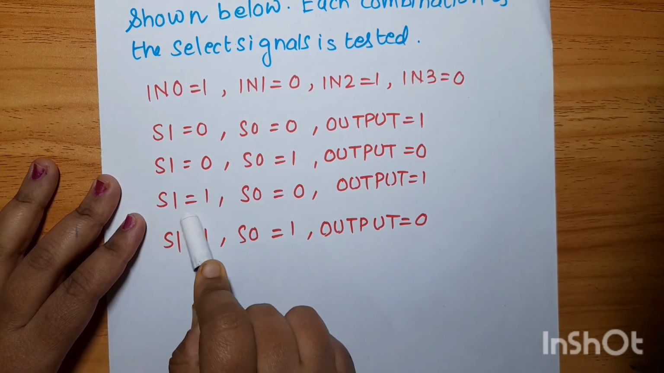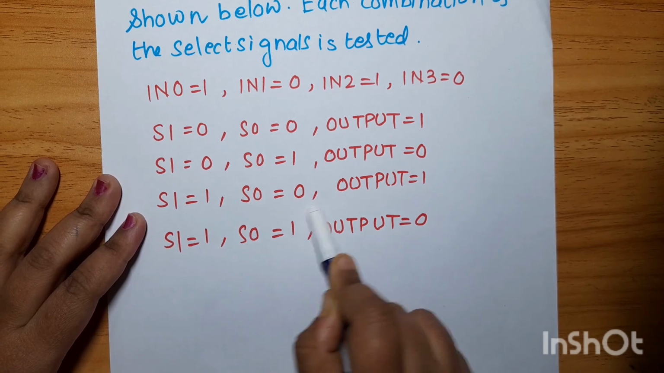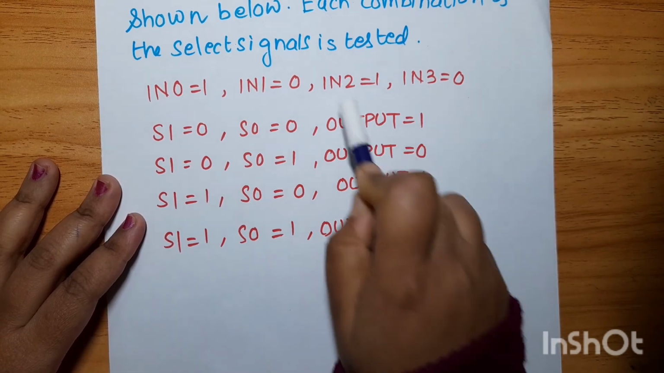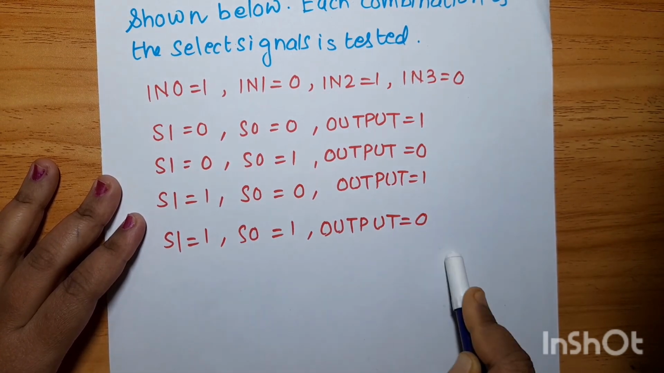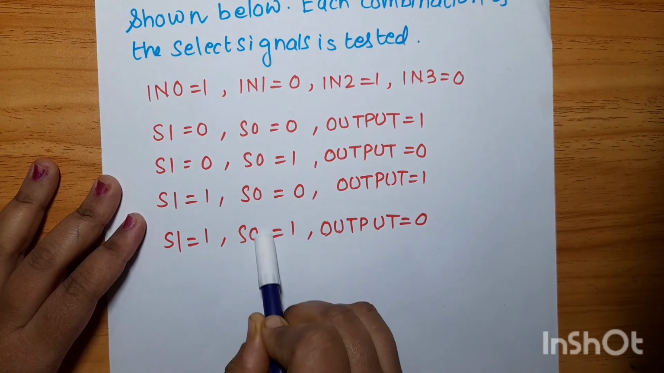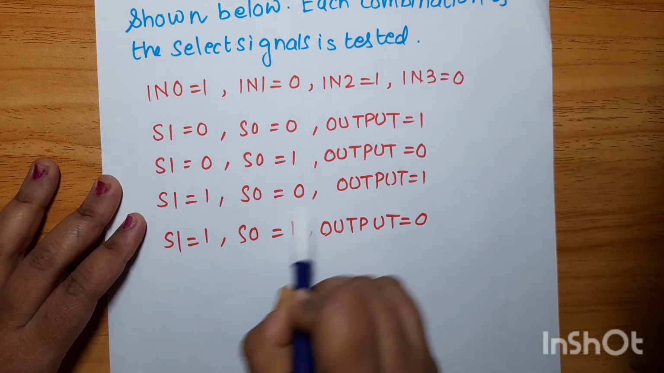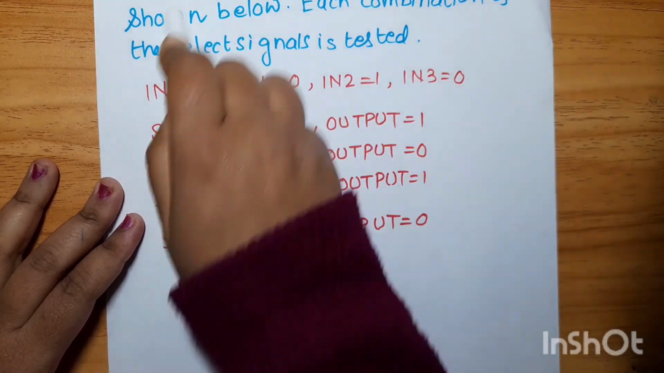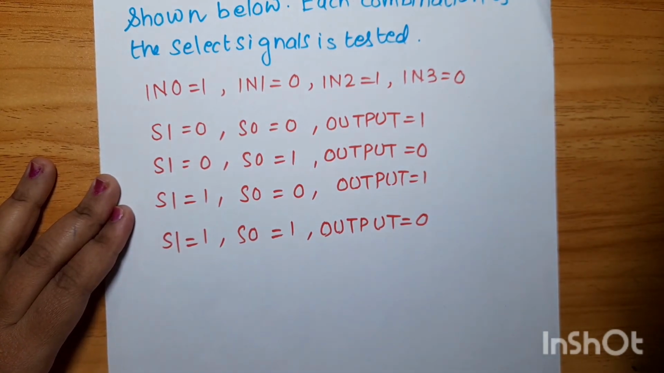Fourth was S1 equal to 1 and S0 equal to 0, output was 1, same as IN2. The last display was S1 equal to 1 and S0 equal to 1, output was 0, that is IN3. So we checked the functionality of the circuit, whether it is correct or not.